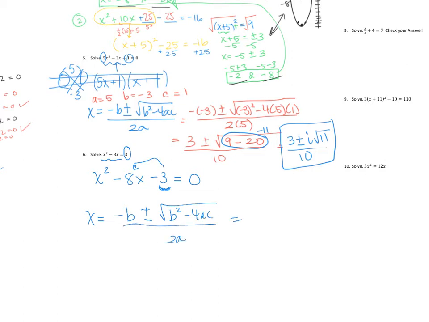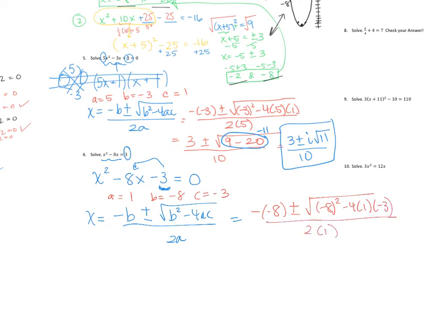So let's identify A is 1, B is negative 8, and C is negative 3. So we're going to have negative negative 8 plus or minus the square root of b squared, so that's negative 8 squared, minus 4 times 1 times negative 3, all over 2 times 1. This is 8 plus or minus.